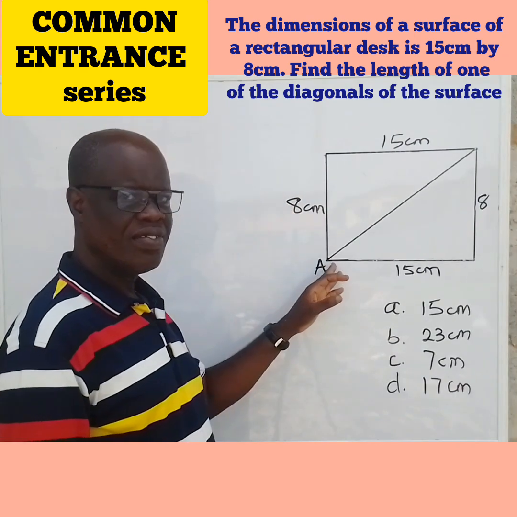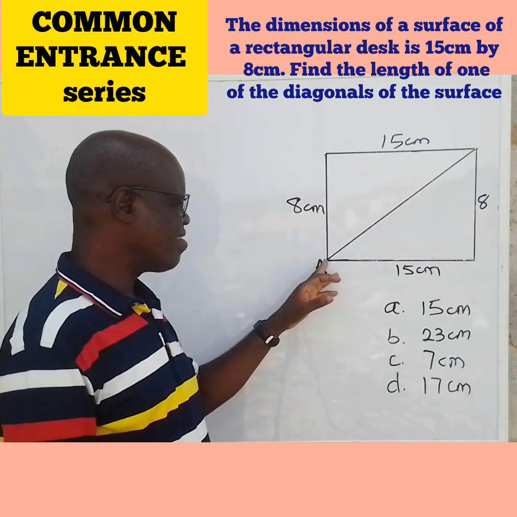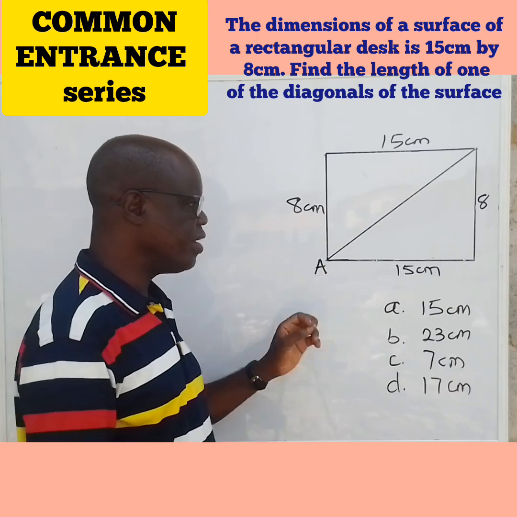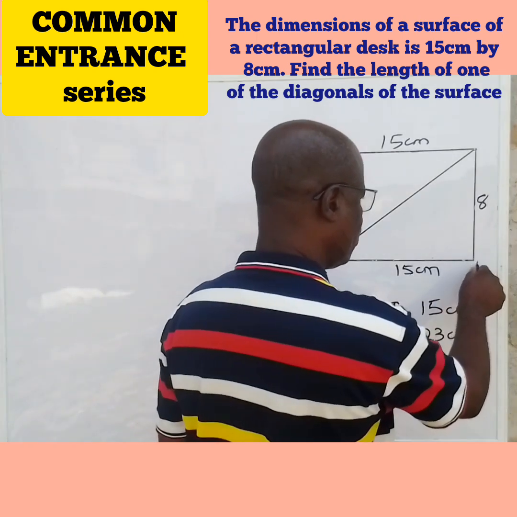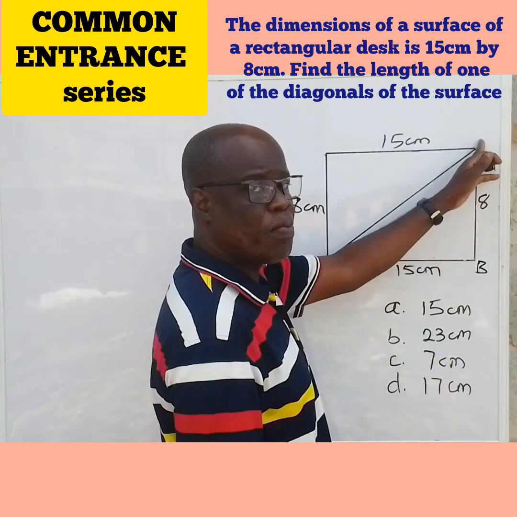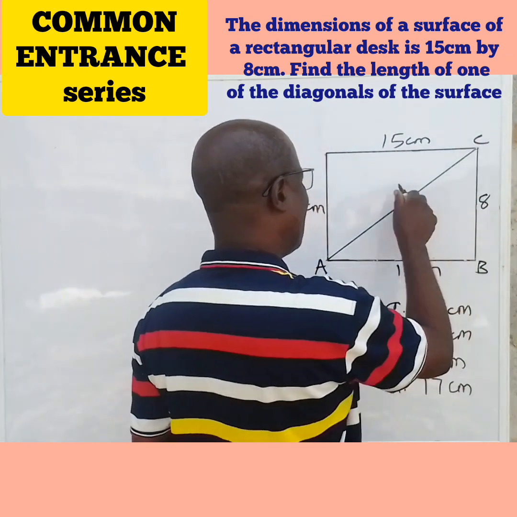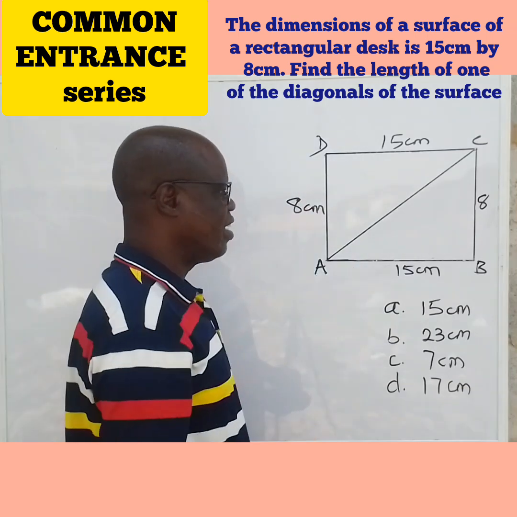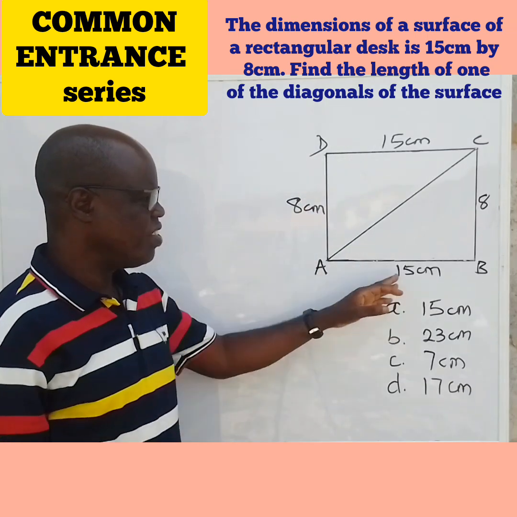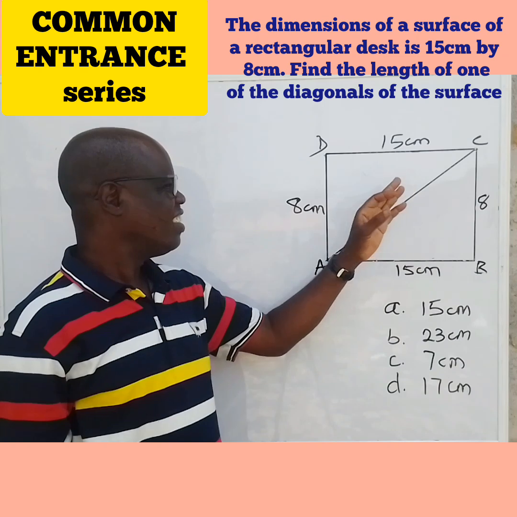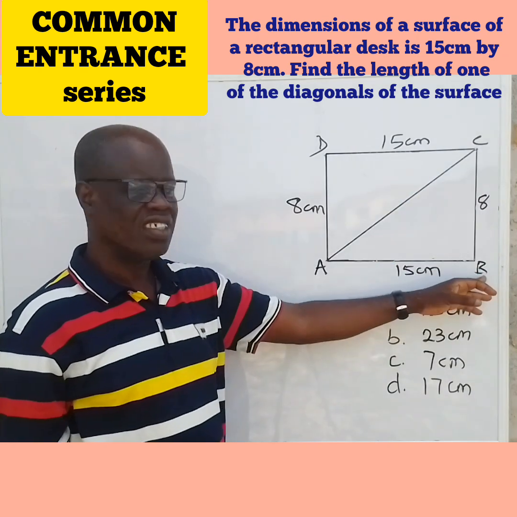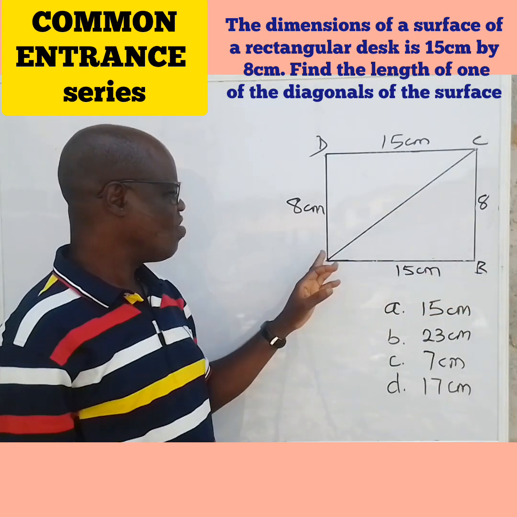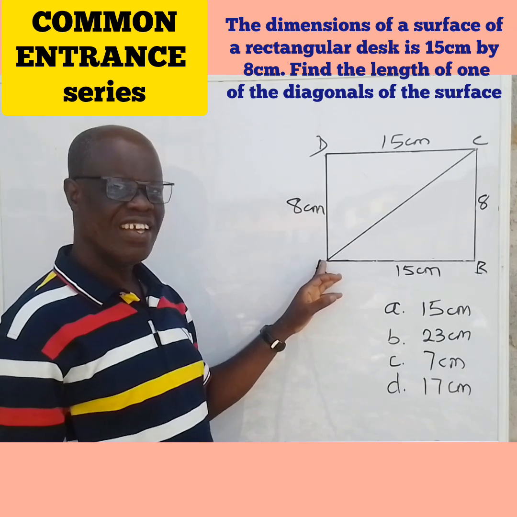I want to name this. This is a point here, I call it A. This another point here, I call it B. This another point here, I call it C. And this another point here, I call it D. Now, AB is 15. CB is 8.